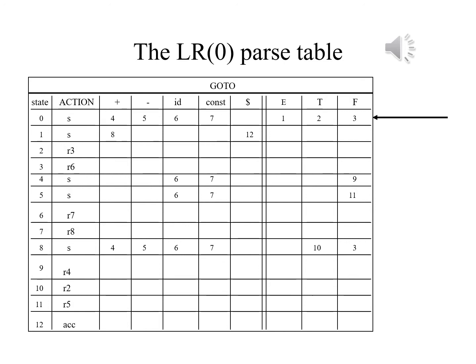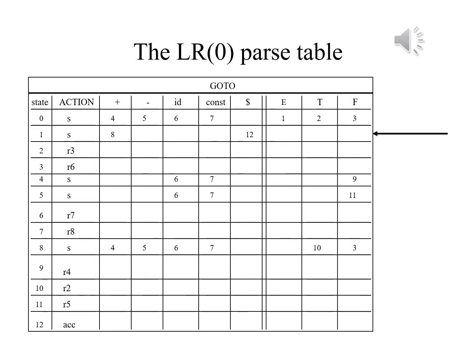If you follow the arrows, you will see that we will transition to states 4 and 5 on plus and minus respectively. We will transition on identifier and constant to states 6 and 7 respectively. There is no transition on dollar, the file marker, because it doesn't appear immediately before the dot anywhere in state 0.